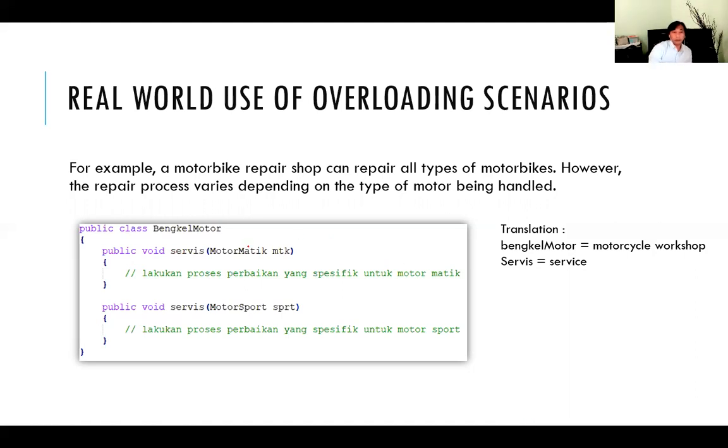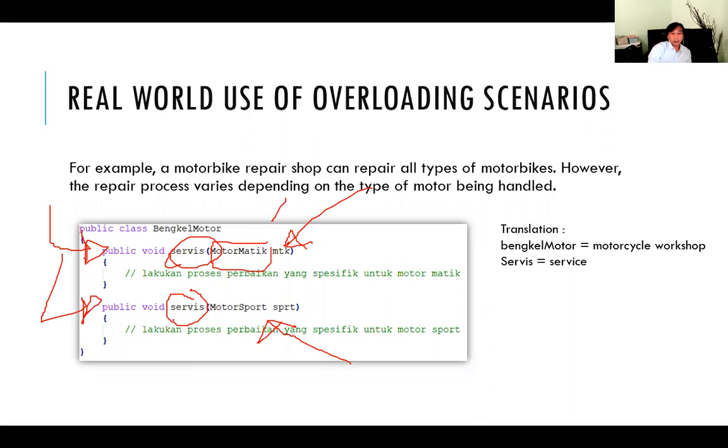So how do we differentiate it? We can differentiate it by creating different methods that have the same name, called service, but differentiated by using a different parameter. As you can see, the first method uses the motormatic class as the parameter, and for the second method, we are using the motorsport class as the parameter. This kind of condition can also be applied in Java.